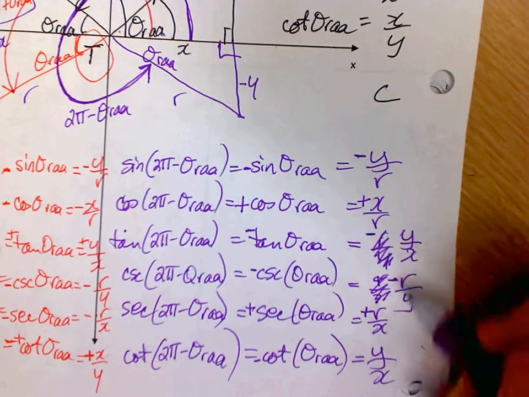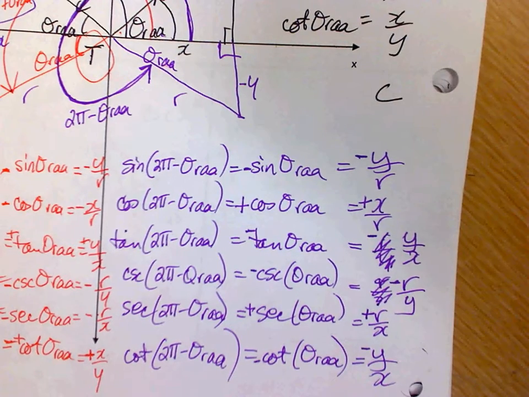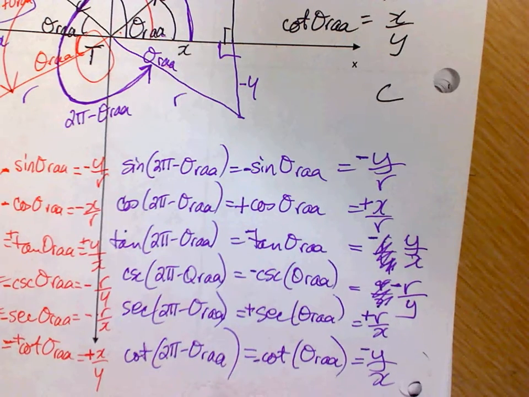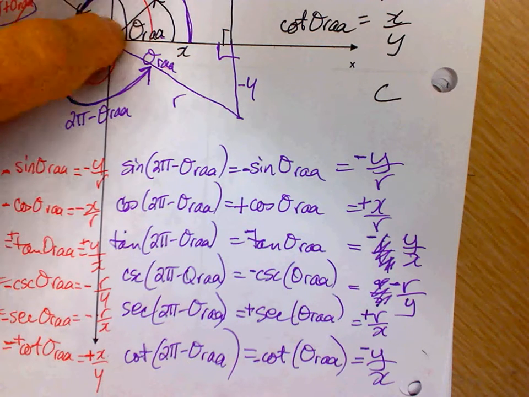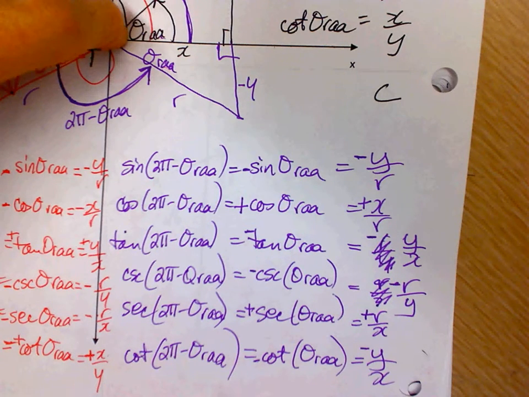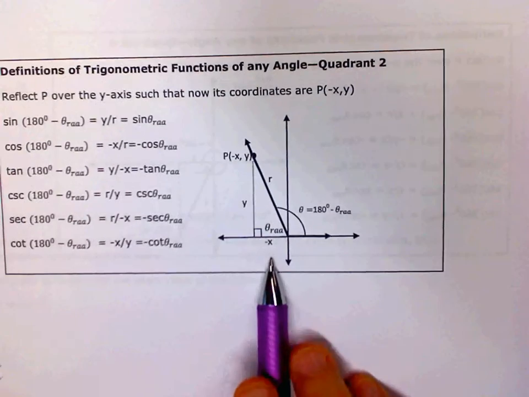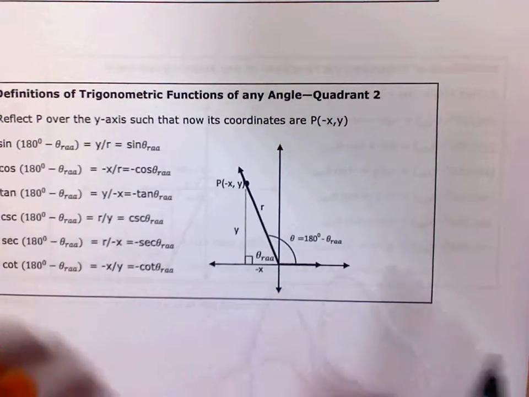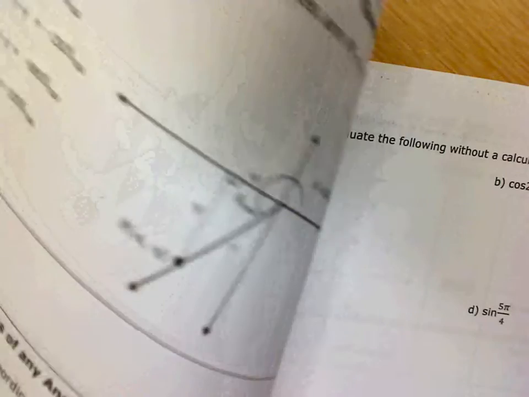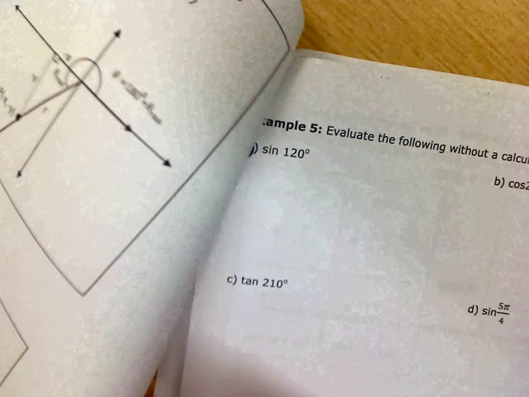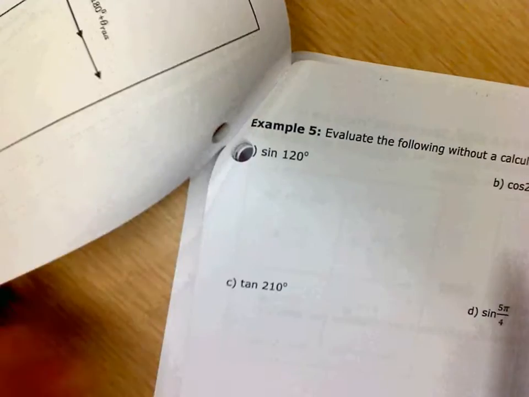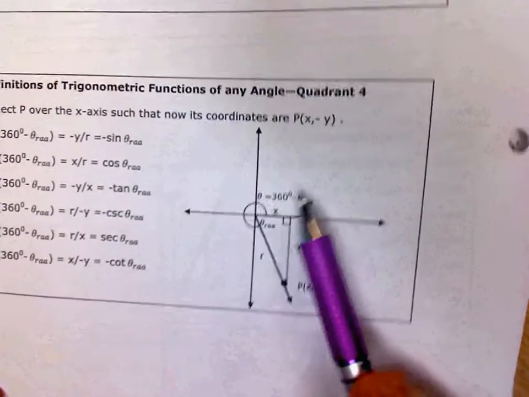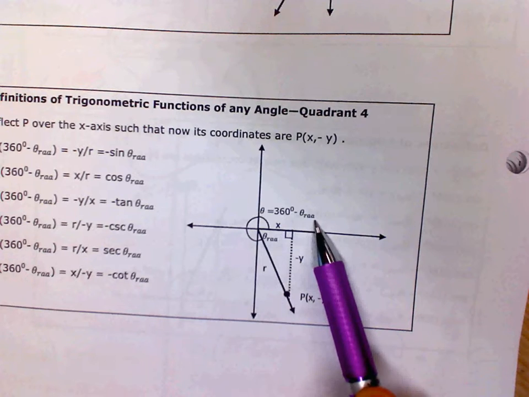If you didn't get this, if you had trouble following this, it is summarized on the next 2 pages of your CAT package. Do you notice it's here? It's all here. But it helps you if you write it out. If there's anything you didn't get, it is here. This is 360 minus theta RAA, or pi minus theta, 2 pi minus theta RAA.